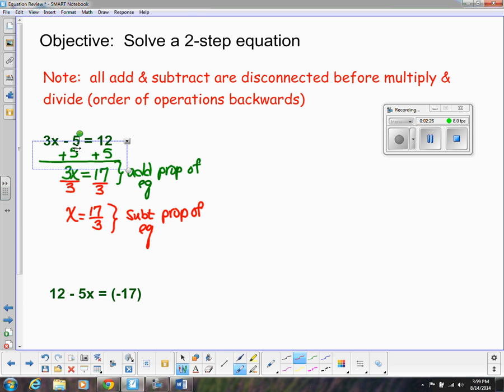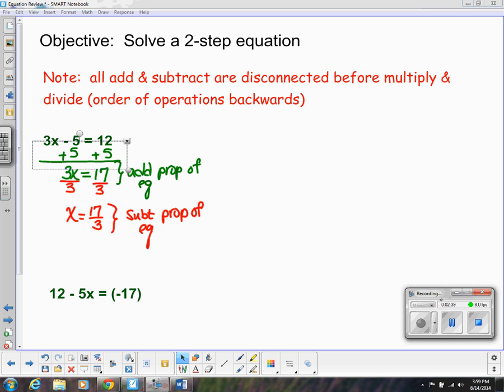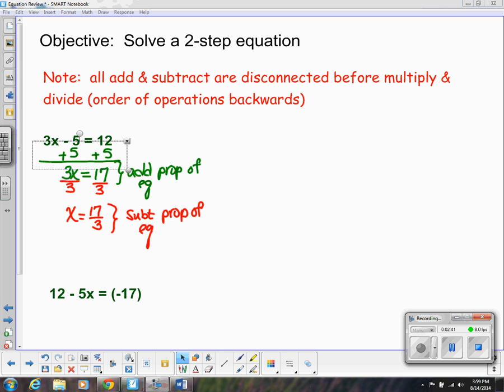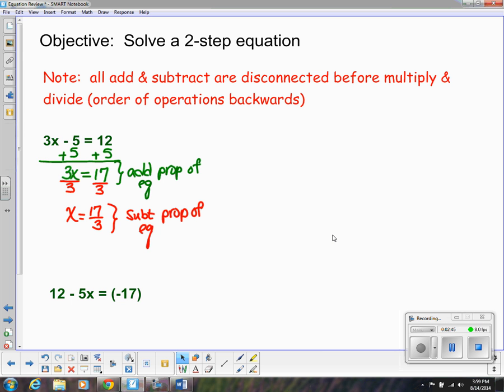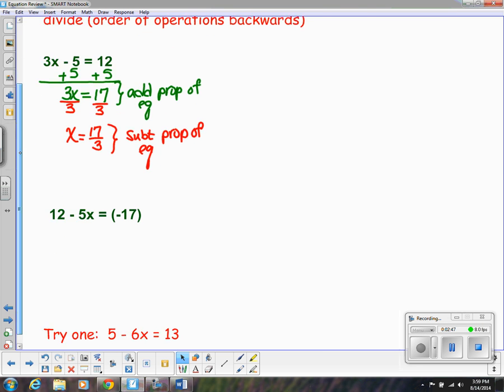All right, so this is a new day. Hopefully you have labeled this, or we could just call this multi-step equations, because we're going to do more than just this. And at this point in time, you should have written the note in red and the work and the problem that I've shown so far.